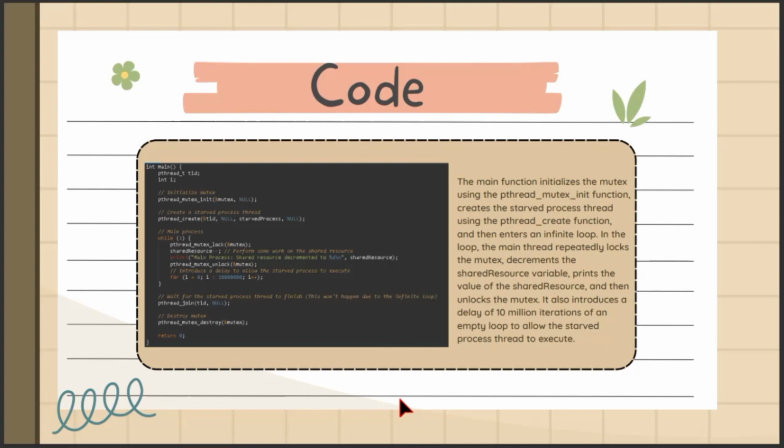So the main function initializes the mutex using the pthread_mutex_init function, creates the start_process thread using the pthread_create function, and then enters an infinite loop. In the loop, the main thread repeatedly locks the mutex, decrements the shared resource variable, prints the value of the shared resource, and then unlocks the mutex. It also introduces a delay of 10 million iterations of an empty loop to allow the start_process thread to execute. Next.